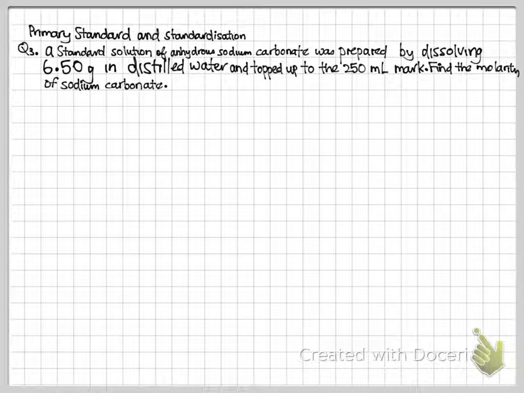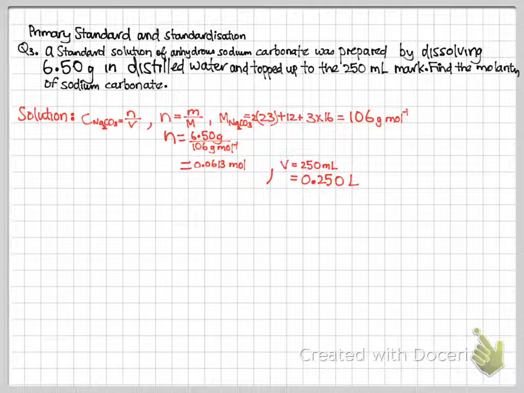Now have a look at this question. This is on primary standard and standardization of hydrochloric acid. So have a look, understand, it should be a familiar question. We've done it in class during the pracs and during the SEC as well. Okay, let's have a look at the solution. We first try and determine the number of moles. Because that's given by mass over molar mass, you get an answer of 0.0613 moles.